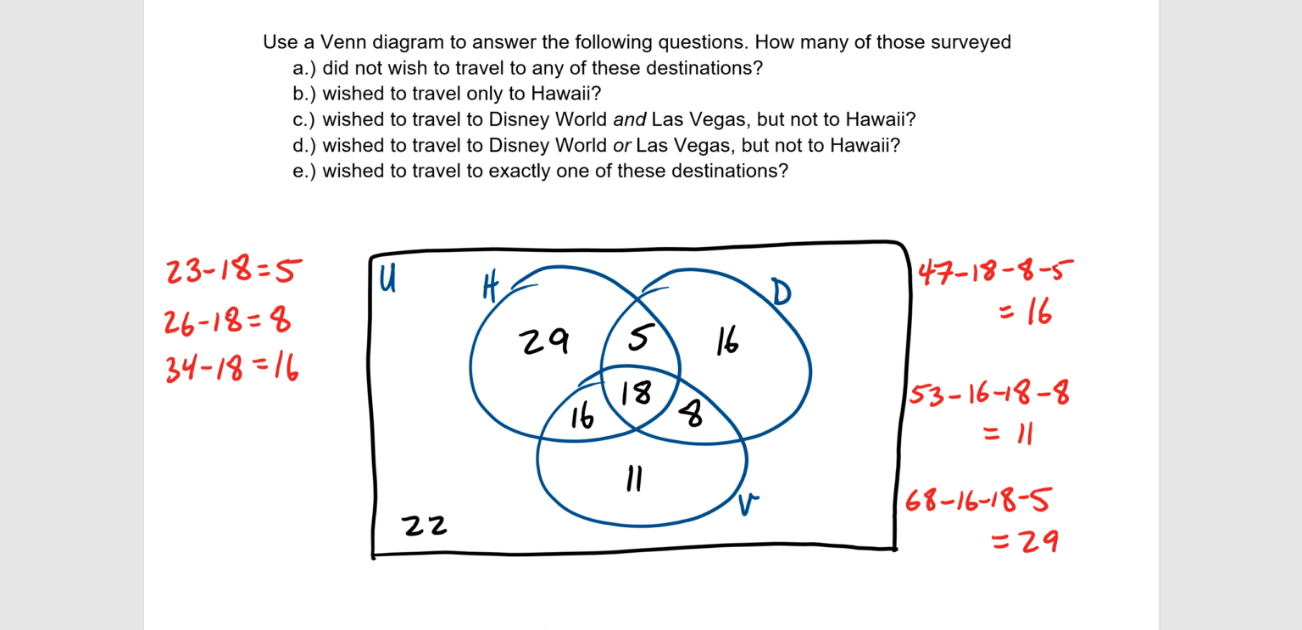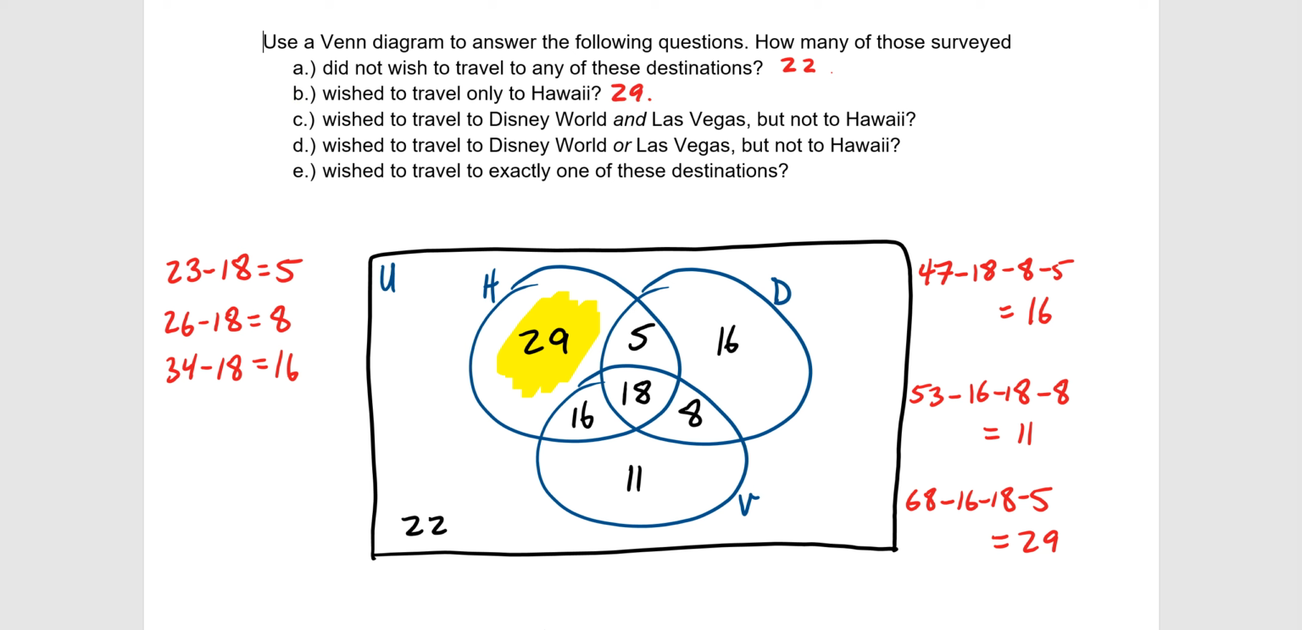Question number 1, we want to know how many of those surveyed did not wish to travel to any of these destinations. So that's nice and easy. That's what we literally just said. That's going to be 22. So it's the complement of the union of all of those together, which means just whatever's on the outside. So 22. So we want to know for question B, how many wish to travel to only Hawaii? So only Hawaii is going to be just Hawaii and nothing else. That's going to be 29.